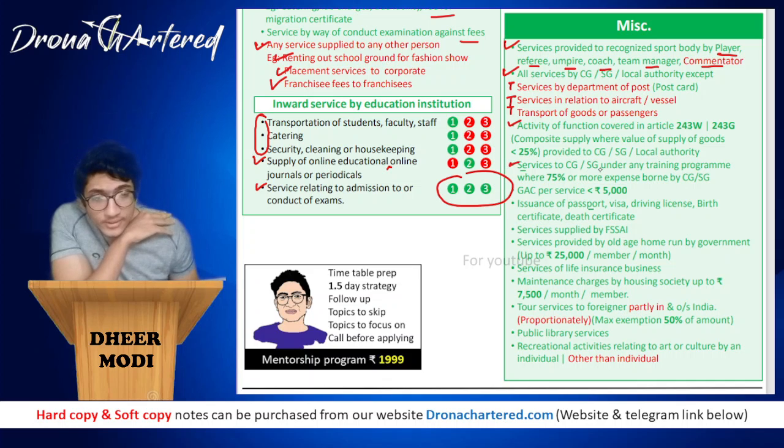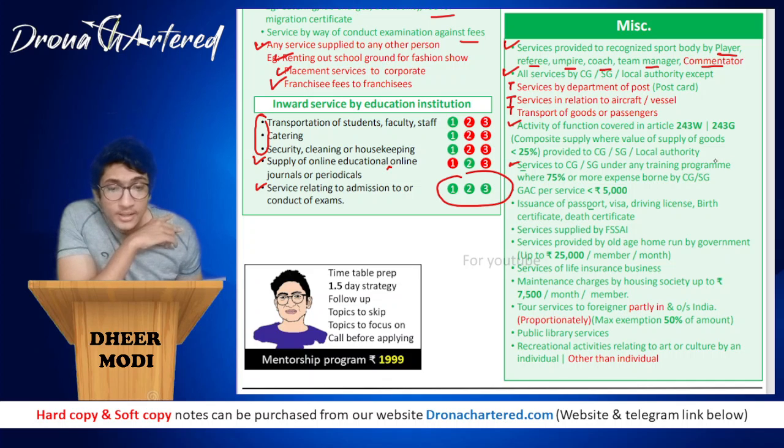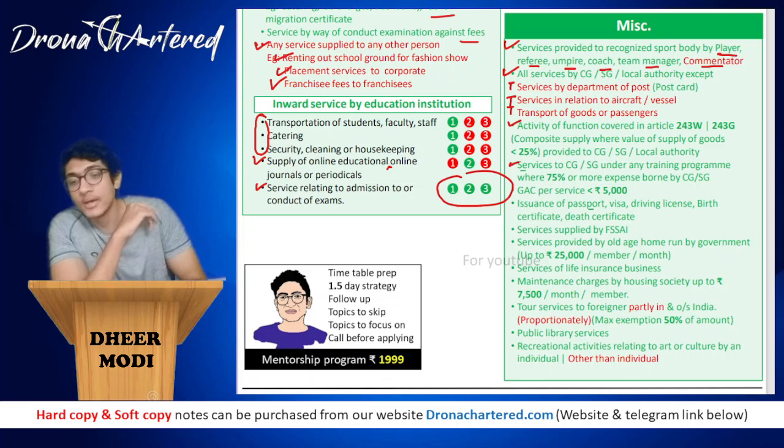Next is your services to CG or SG under any training program where 75% or more expense is borne by CG or SG, that will become exempt.